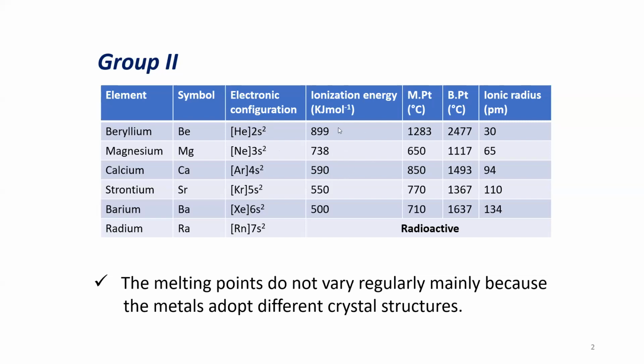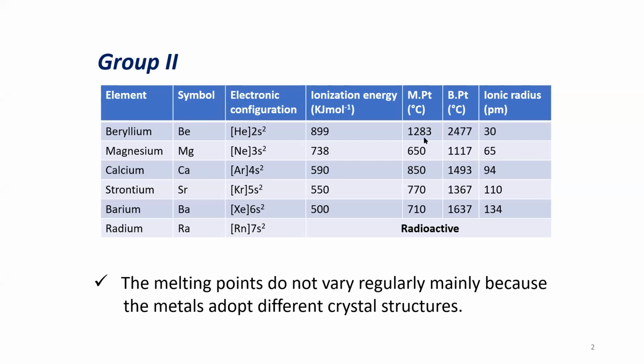Ionization energy decreases down the group, just like the group 1 elements, because of course of the increase in size, there's an increase in atomic radius, a decrease in nuclear pull or nuclear charge, and also an increase in shielding effect. So that is why ionization energy decreases down the group.